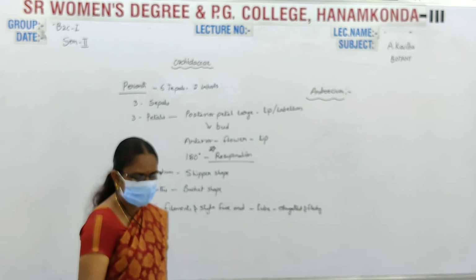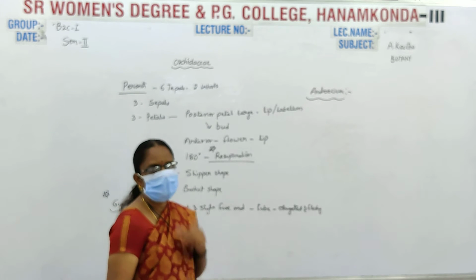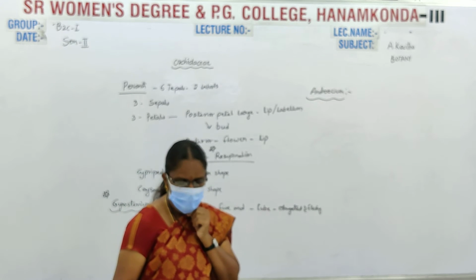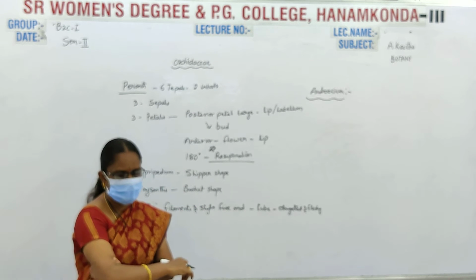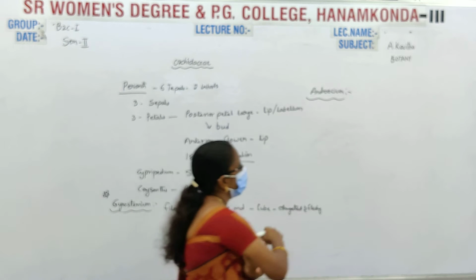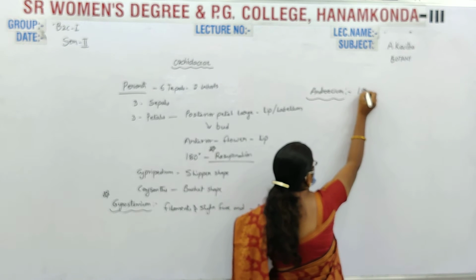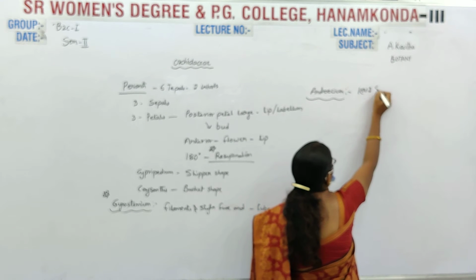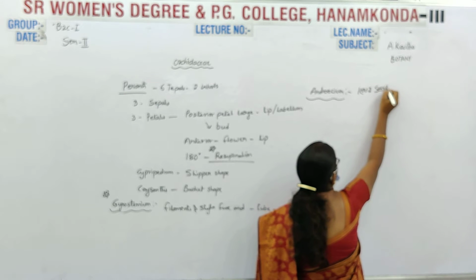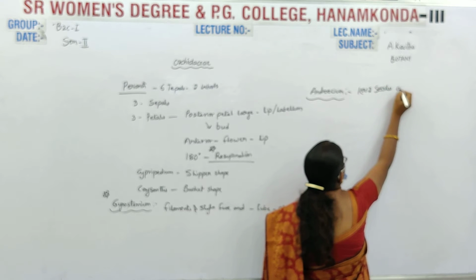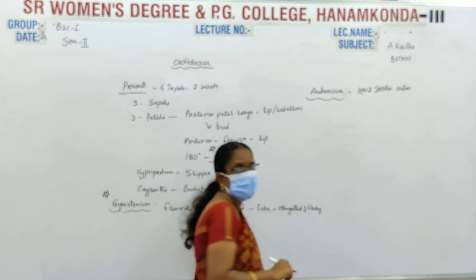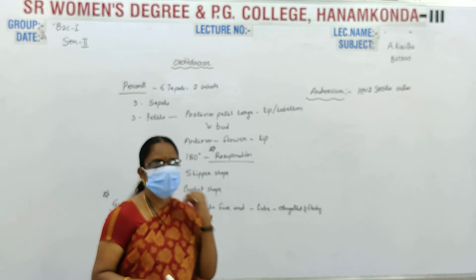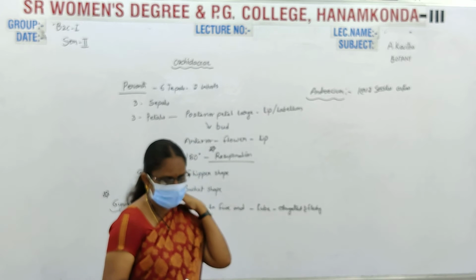Androecium of Orchidaceae family. Normally the stamens are 1 or 2 sessile anthers. Sessile anthers are present in Orchidaceae family plants.